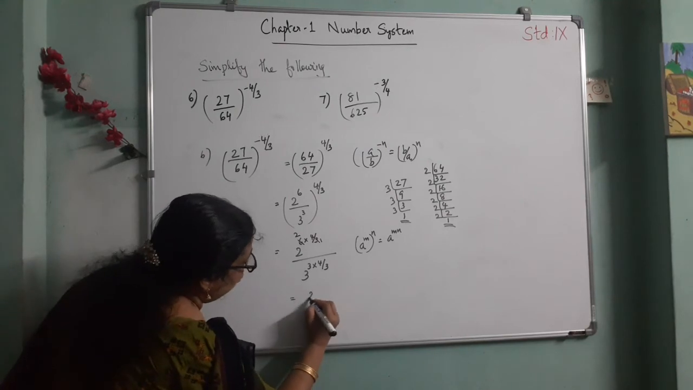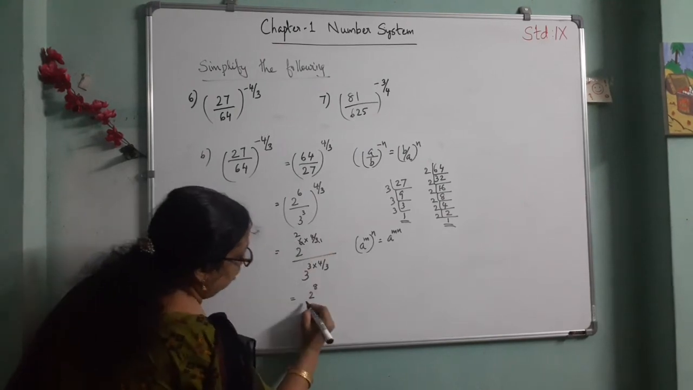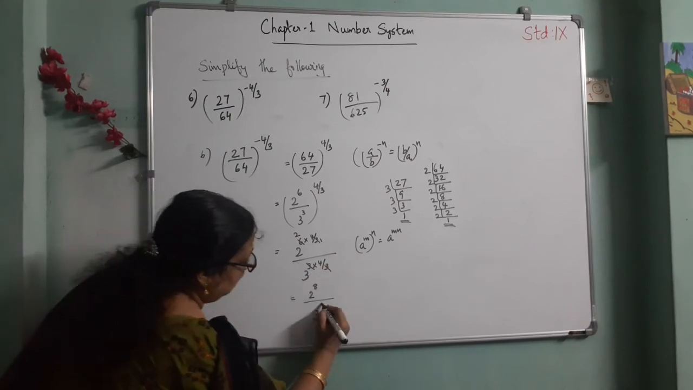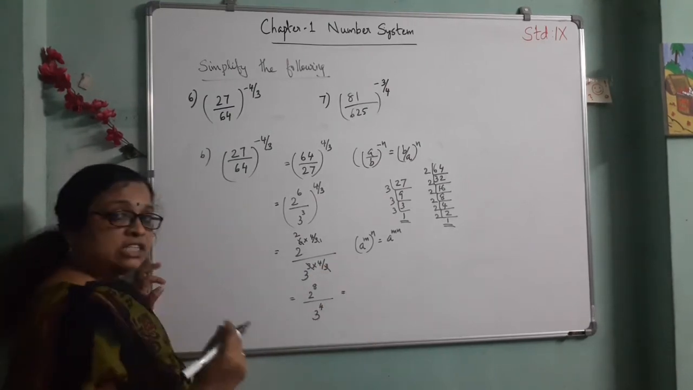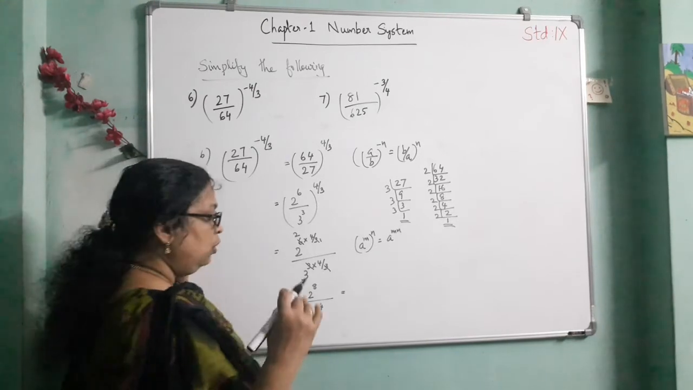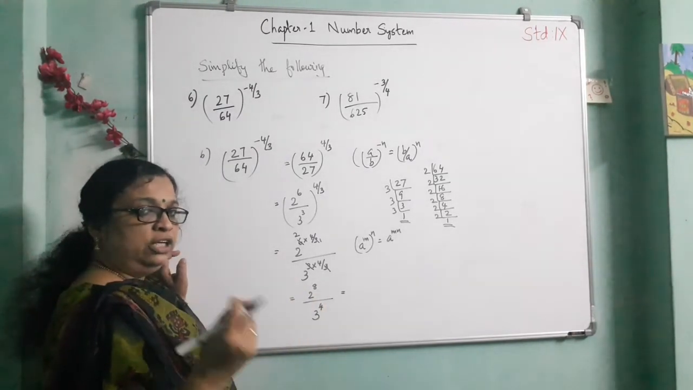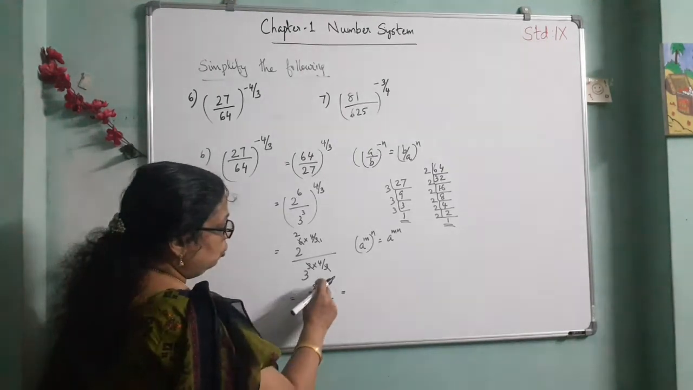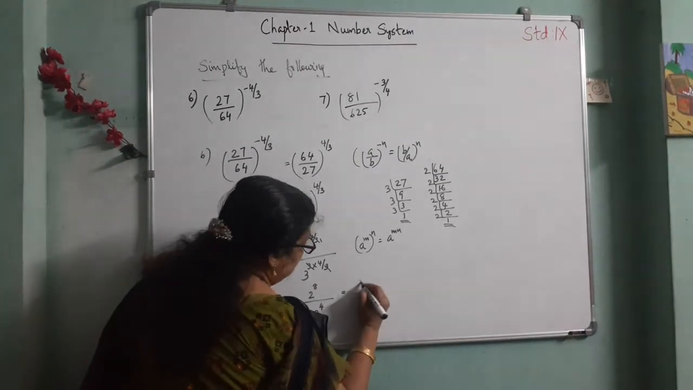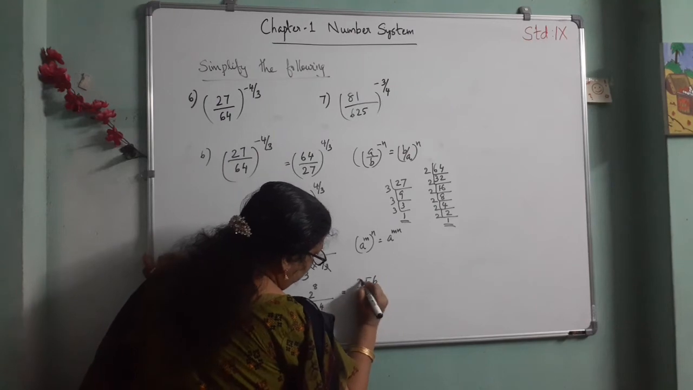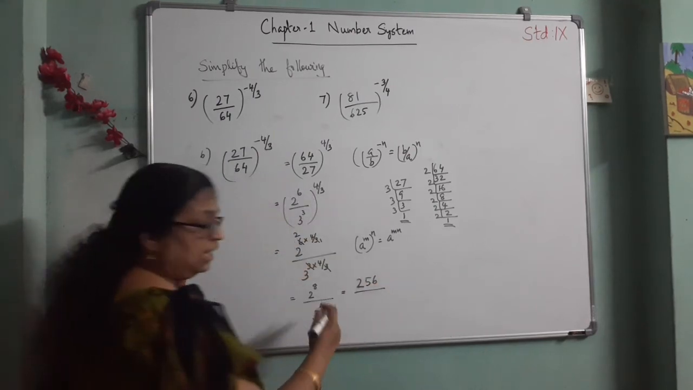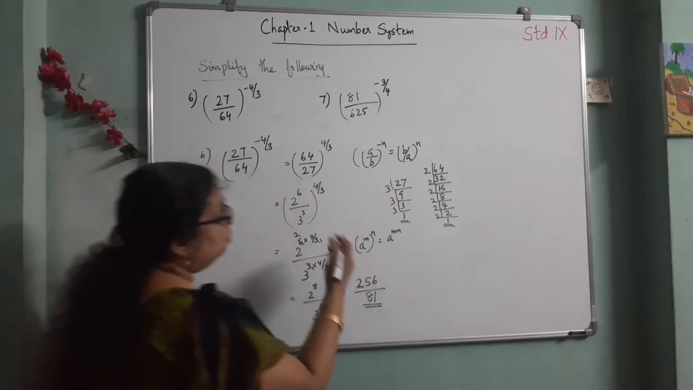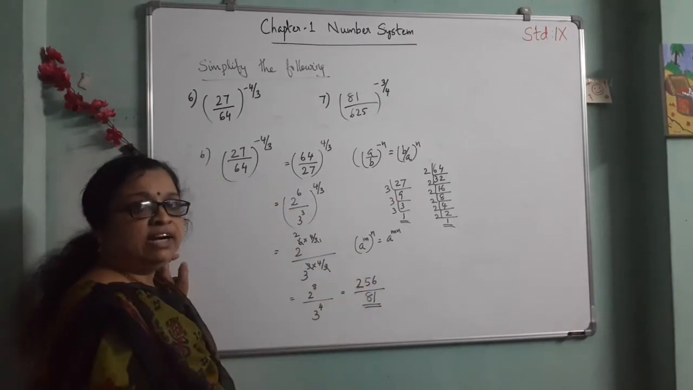So 2 raised to 8, 2 into 4 divided by 3, this 3 and this 3 cancel, 3 raised to 4. Then 2 raised to 8, what do you get? Multiplying 2 eight times: 2 into 2 into 2 into 2, that is 4 times, it is 16. So 2 raised to 8 is 256, divided by 3 raised to 4 is 81. So our answer is 256 divided by 81.